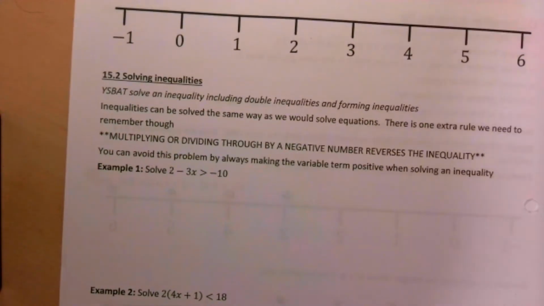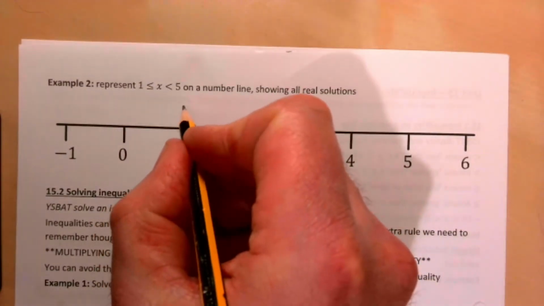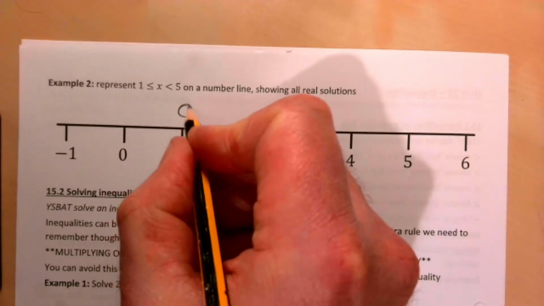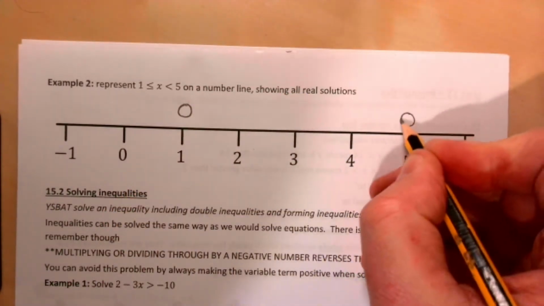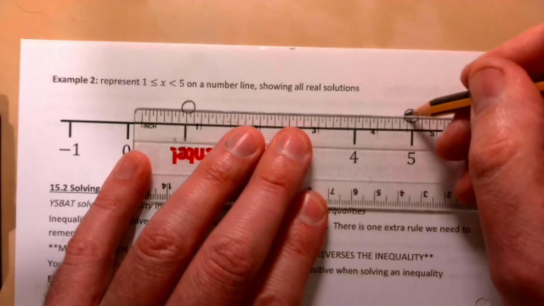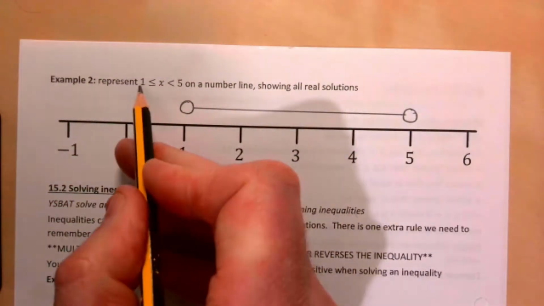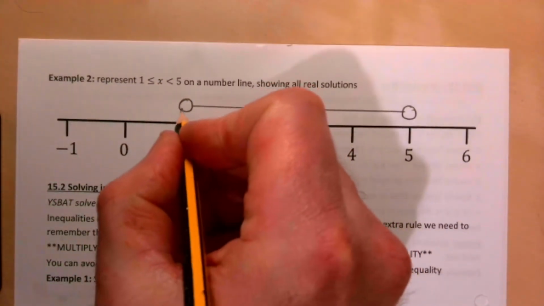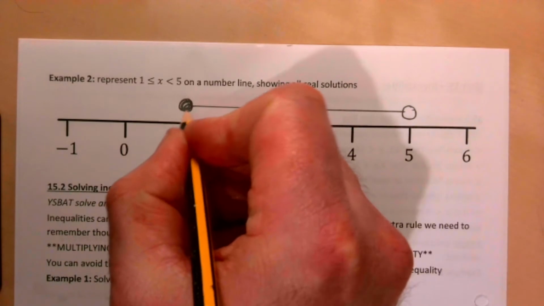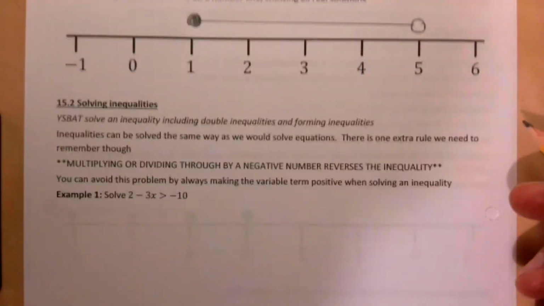Example 2, in between 1 and 5. I would do my hollow circles to start with before we work out what we're doing, and let's join them up and then do some working out to see what we need. So here it can be 1, so we colour in the 1. It can't be 5, so we leave that not coloured in.